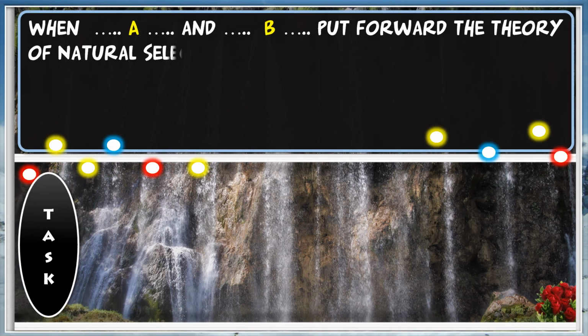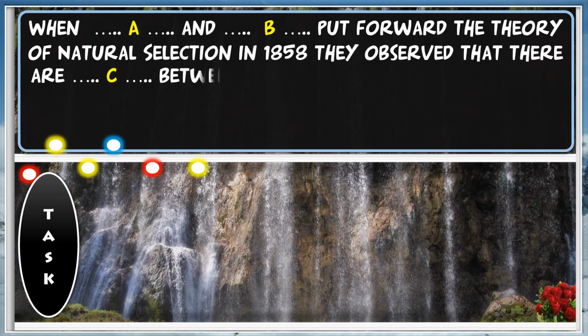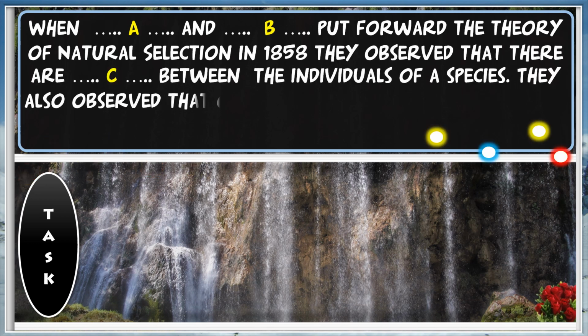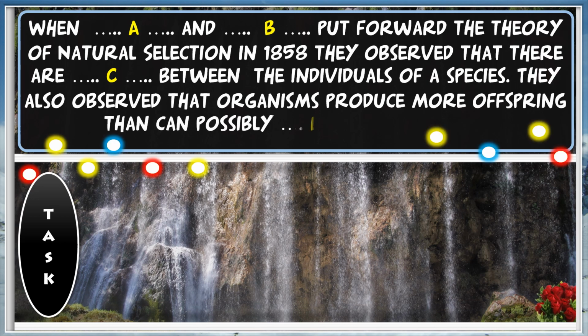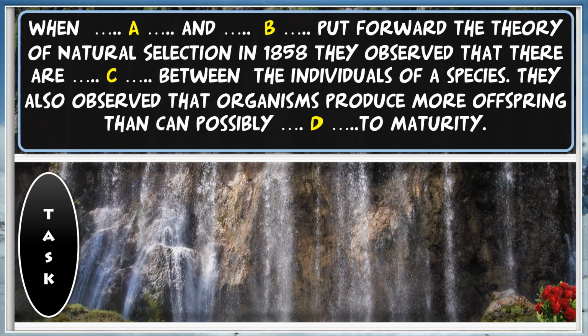When a dash and a dash put forward the theory of natural selection in 1858, they observed that there are dash between the individuals of a species. They also observed that organisms produce more offspring than can possibly dash to maturity. Fill in the missing words.